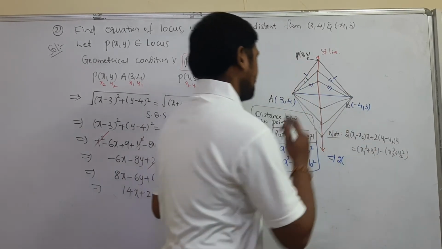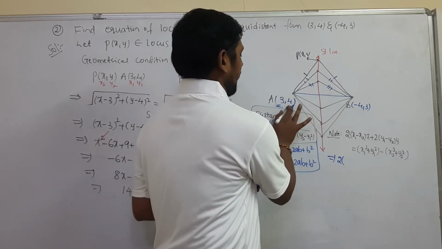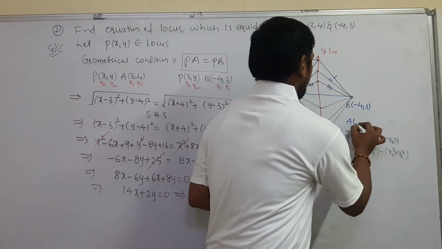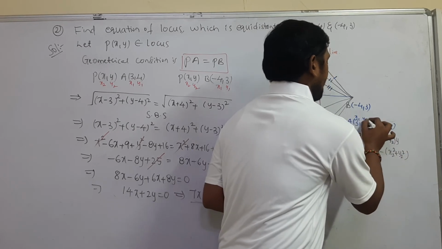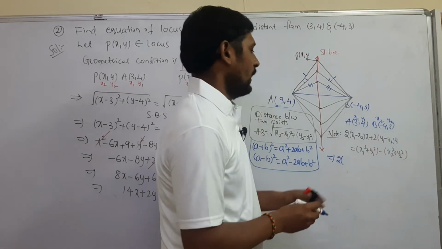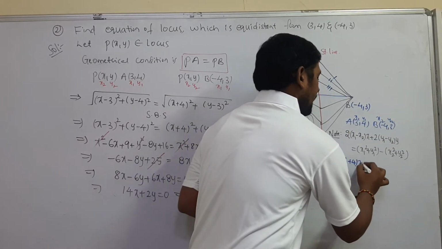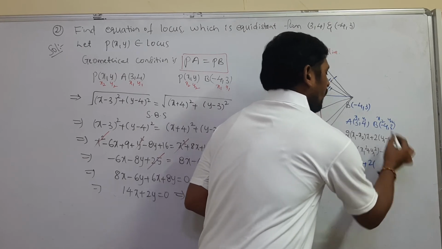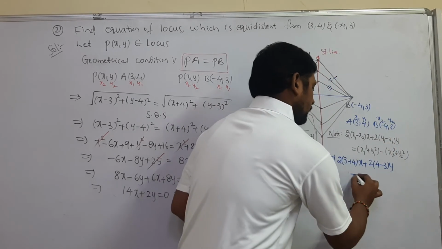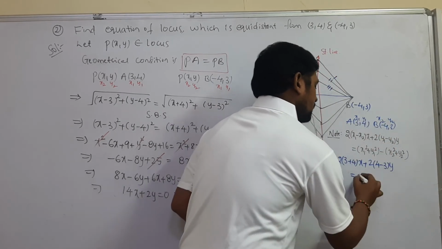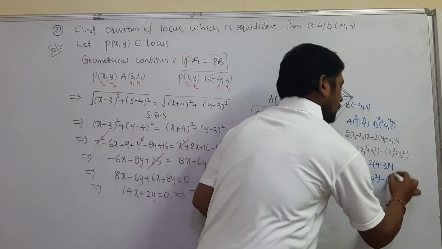So 2 into (x1 minus x2). What is x1 minus x2? These are the points x1 y1 and x2 y2. Take A as 3 comma 4 and B as minus 4 comma 3. So this is x1 y1, this is x2 y2. x1 minus x2, 3 minus of minus 4, plus 4 into x, plus 2 into (y1 minus y2), y1 minus y2 is 4 minus 3, into y, equals x1 square plus y1 square, that is 3 square plus 4 square, minus (x2 square plus y2 square), that is 4 square plus 3 square.